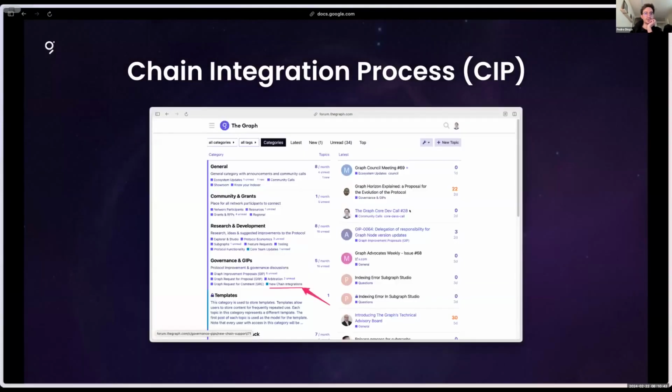Lastly, just a quick screenshot here where you can see where you should click if you want to create the forum thread. This is the section you should go to, and then you'll be presented with a template that you can fill, and that effectively gets you through the process.